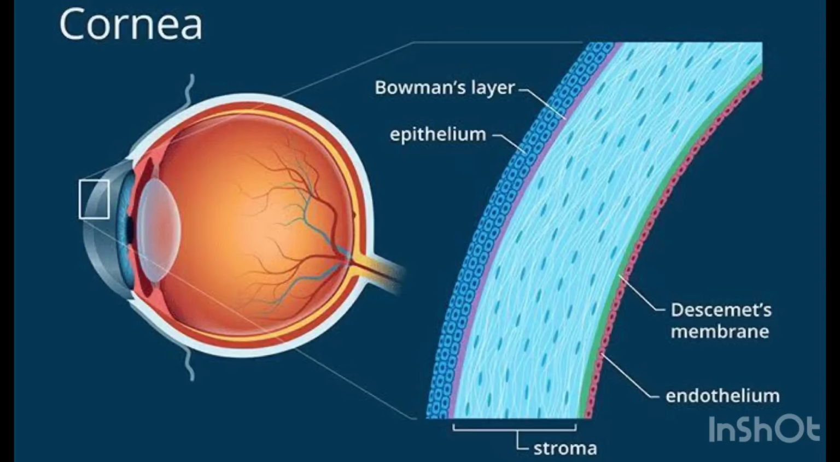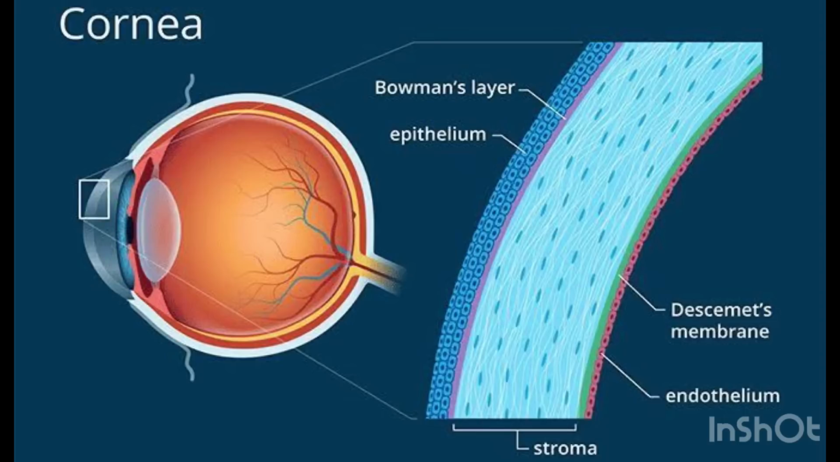Third is the stroma. This is the thickest layer of the cornea and is responsible for most of the cornea's strength and structural integrity. It consists of collagen fibers arranged in a specific pattern that contributes to the cornea's transparency.